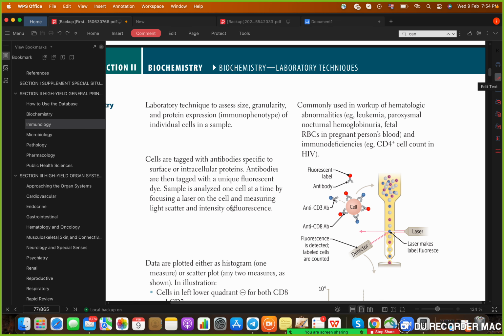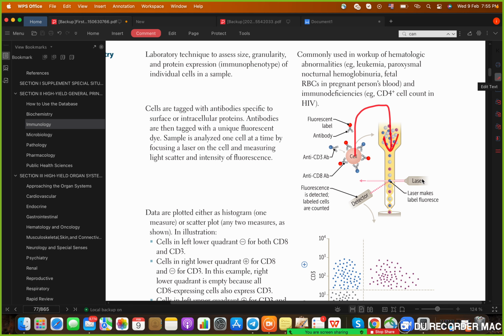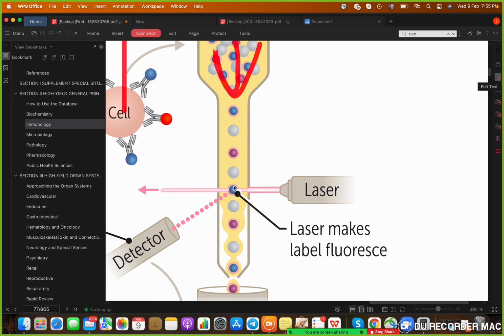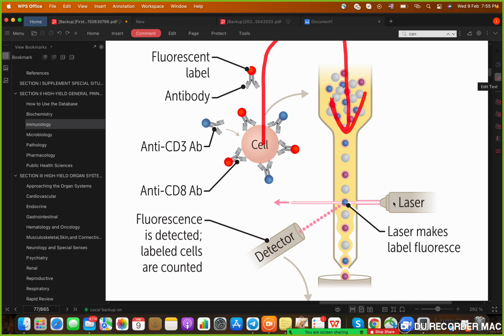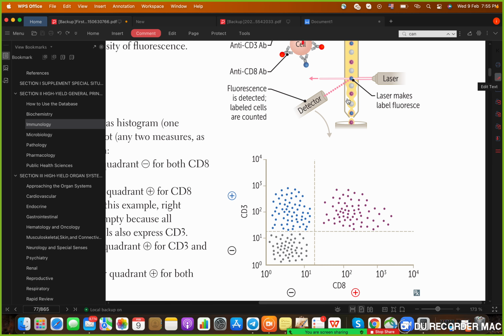The sample is analyzed one cell at a time by focusing a laser on the cells and measuring the light scattered and the intensity of the fluorescence. So you put the sample here after you put the antibodies on it. Then a laser will be here and the detector will be here. The laser will be hitting the labeled fluorescent cells, and the detector will be able to detect it. According to which type of scattered light the laser leads to, the detector is going to register it and plot it out for you like this.